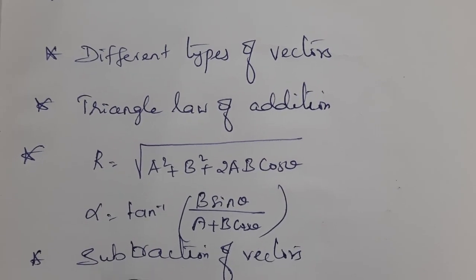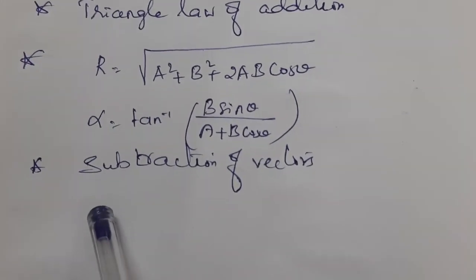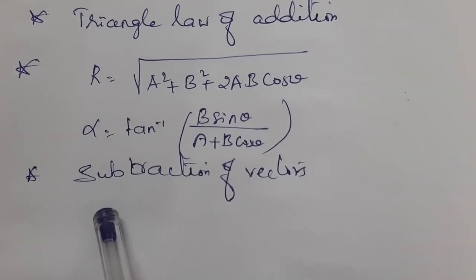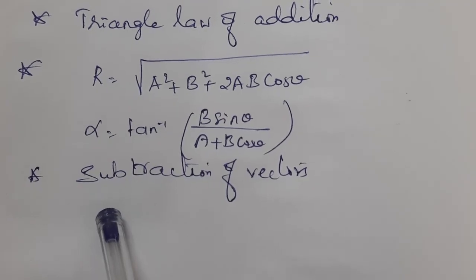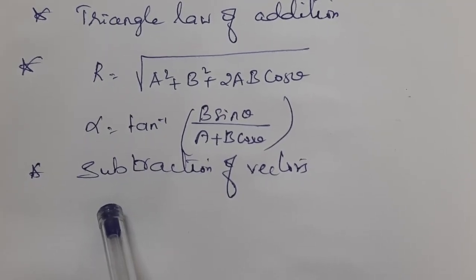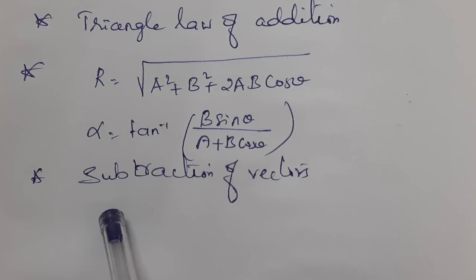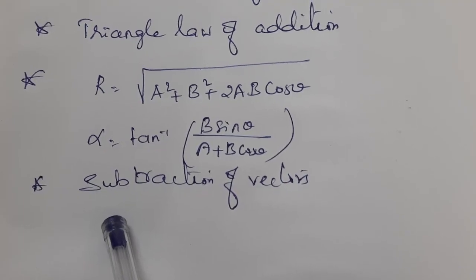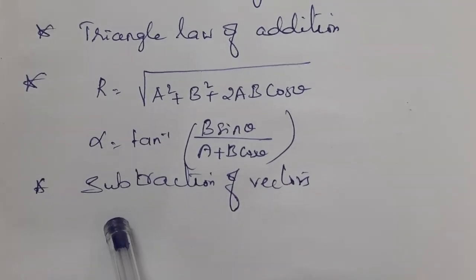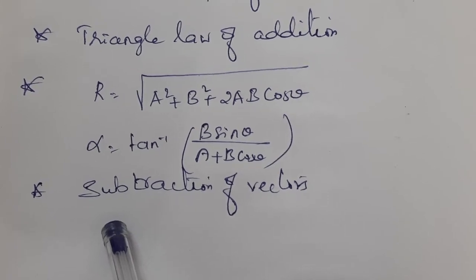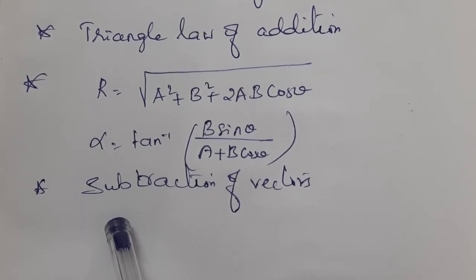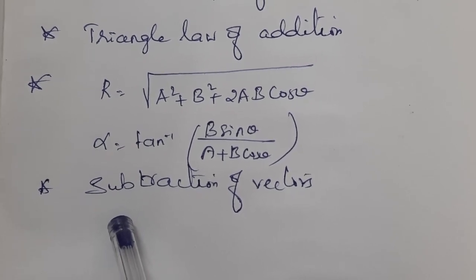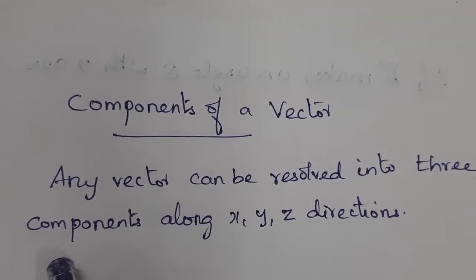Similarly, we discussed the subtraction of vectors. Subtraction means adding the negative vector to the first vector. There also we got the magnitude of the resultant vector A minus B equal to root of A square plus B square minus 2AB cos theta, and alpha equal to tan inverse of B sin theta by A minus B cos theta. And I told you to do problems 2.1 and 2.2 from the book. I hope you all have completed. Let's move on to today's topic.